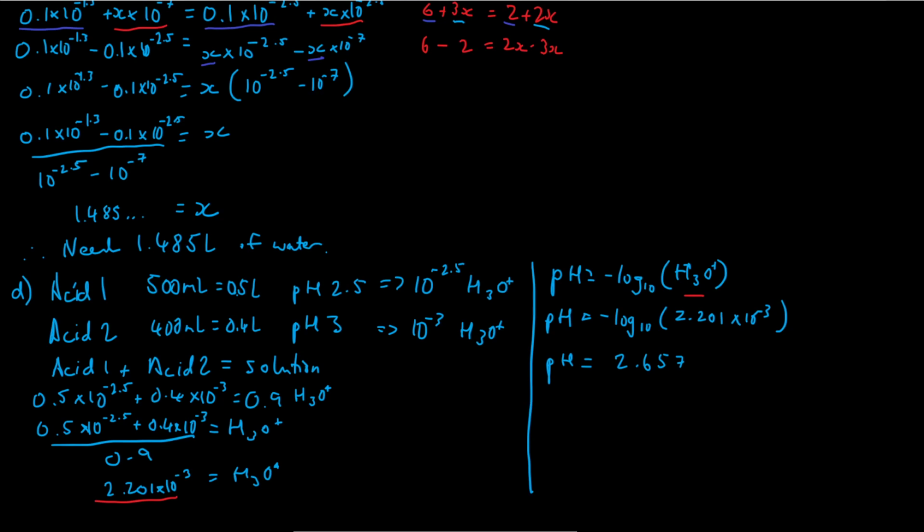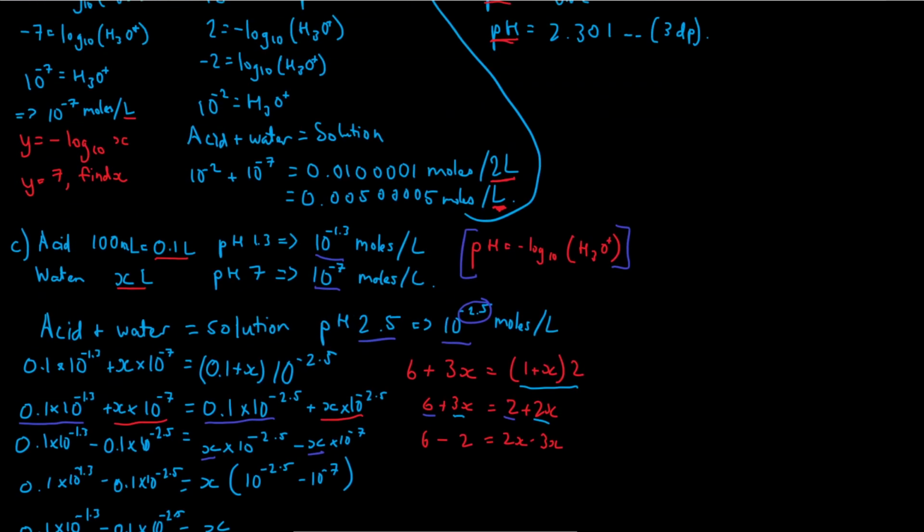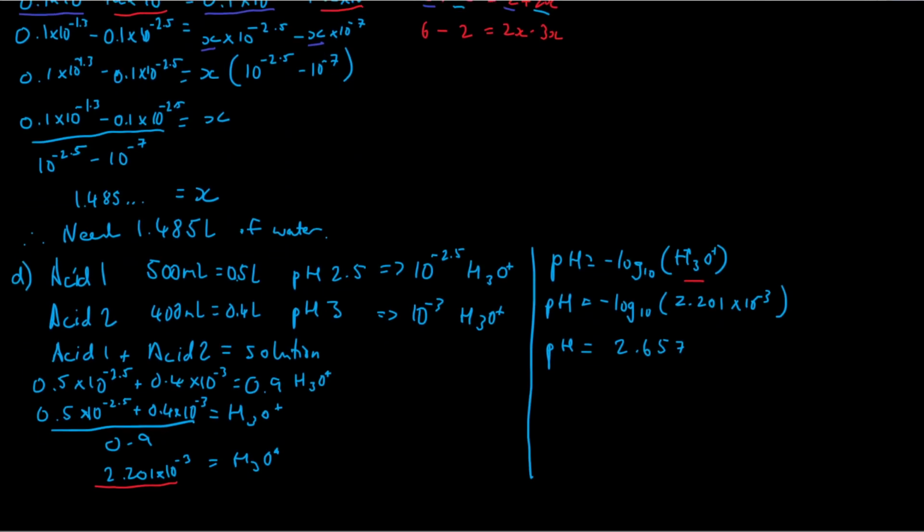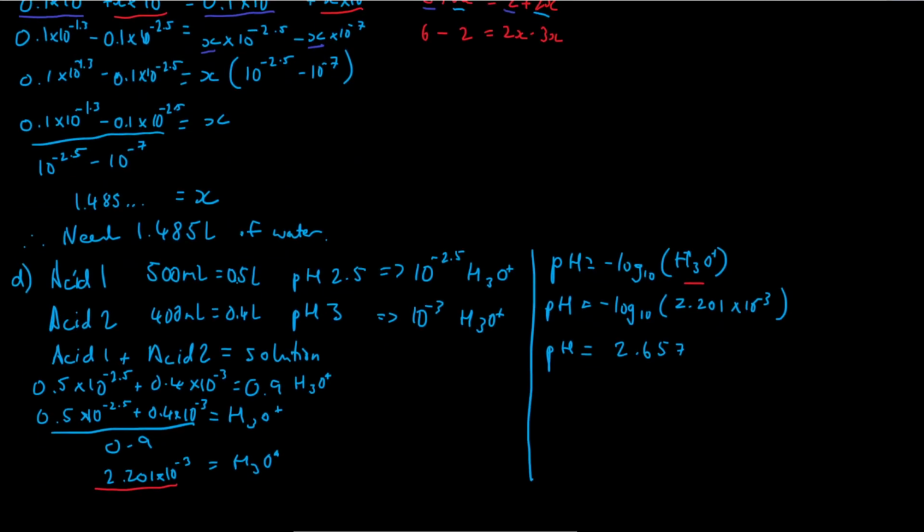And let's just check we've answered question D. It wants the pH of the solution. We've worked that out. There it is, 2.657.